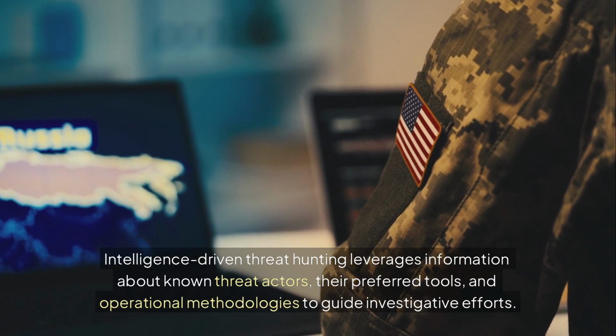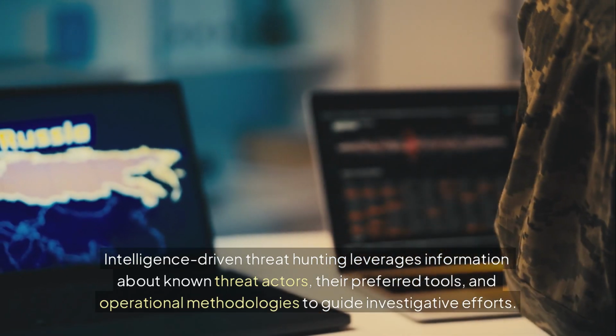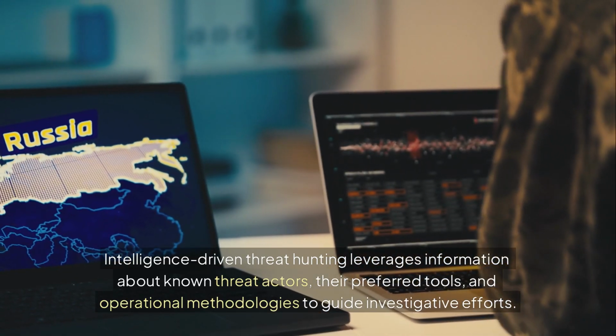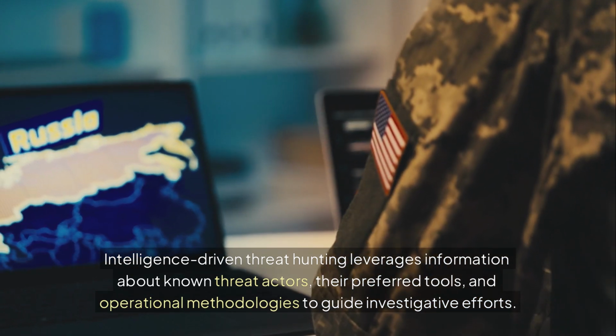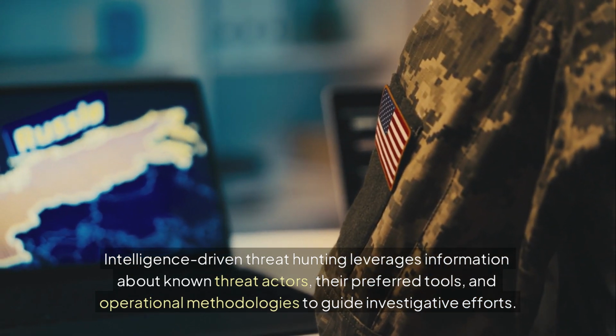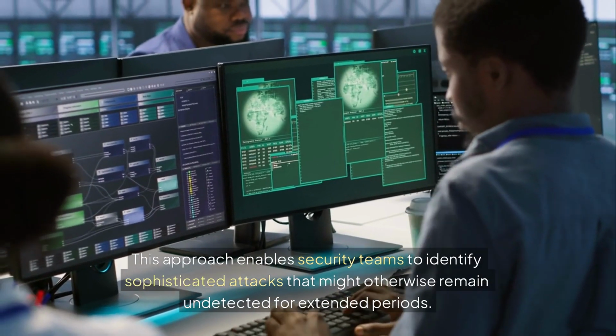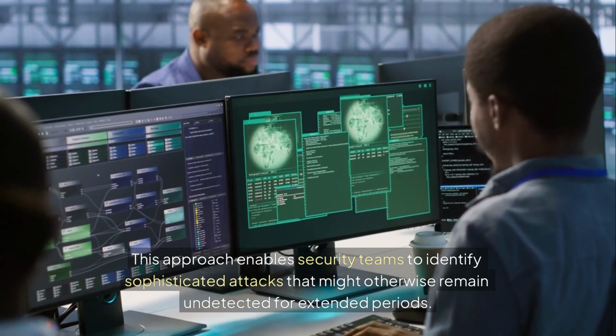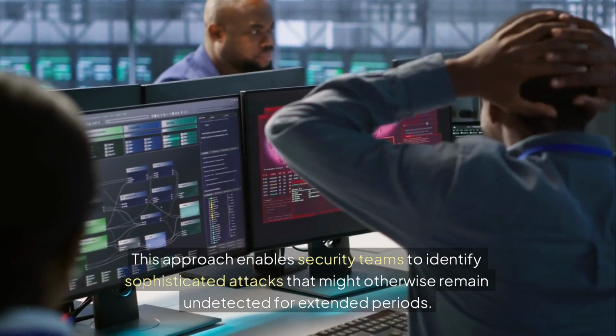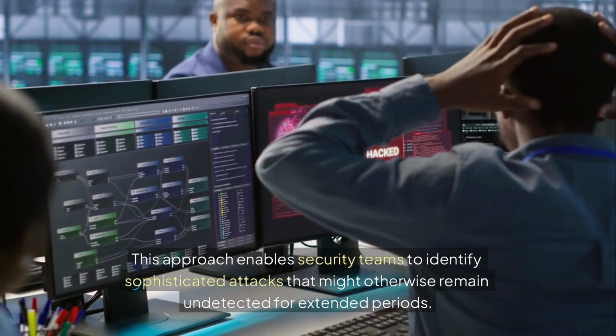Intelligence-driven threat hunting leverages information about known threat actors, their preferred tools, and operational methodologies to guide investigative efforts. This approach enables security teams to identify sophisticated attacks that might otherwise remain undetected for extended periods.